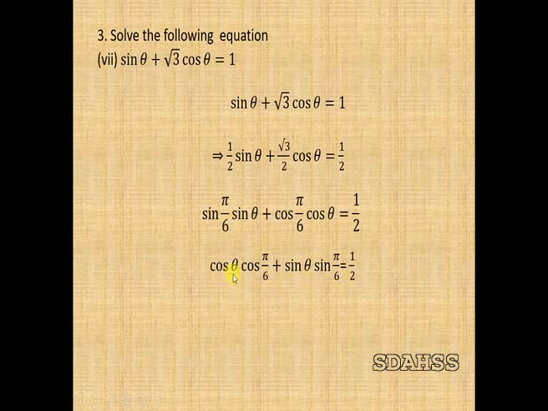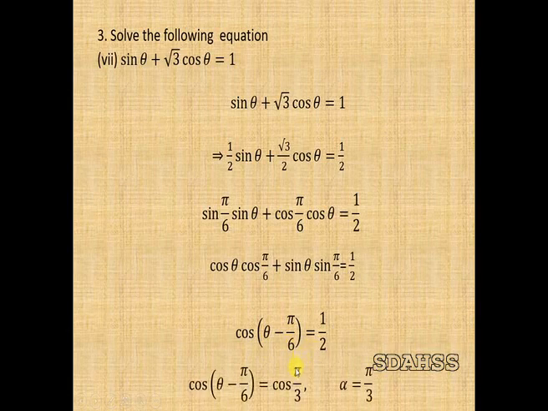Now this is of the form cos A cos B + sin A sin B, which means cos(A - B). So this can be written as cos(theta - pi/6) = 1/2. 1/2 means cos 60. Cos 60 can be written as cos pi/3. Pi means 180, 180 by 3 is 60.